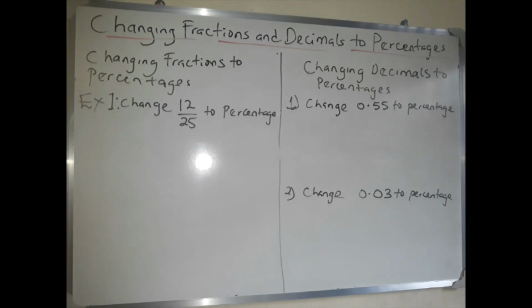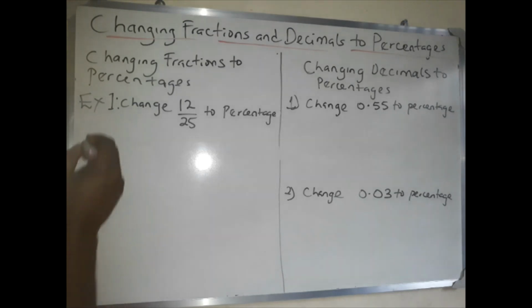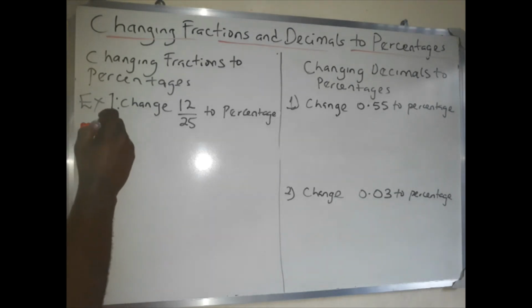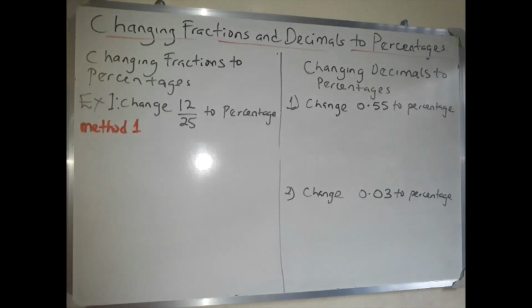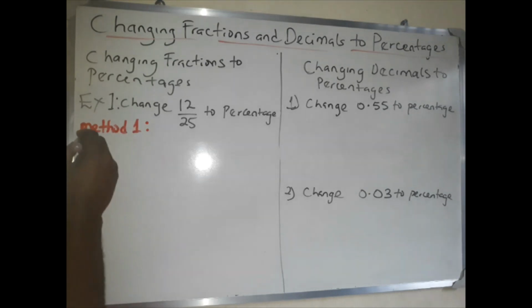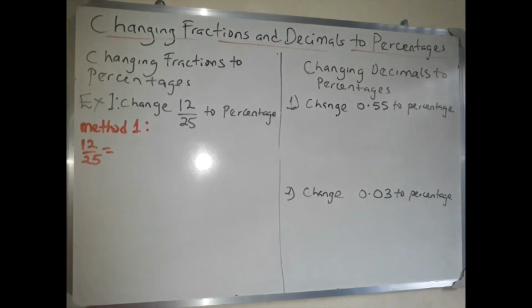Now, we have an example on the board. We have: change 12 over 25 to percentage. I'm going to show you how to change the fraction into a percentage using two methods. The first method involves the first statement I made, which is we're going to convert 12 over 25 into its equivalent fraction. And that equivalent fraction has to have a denominator of 100.